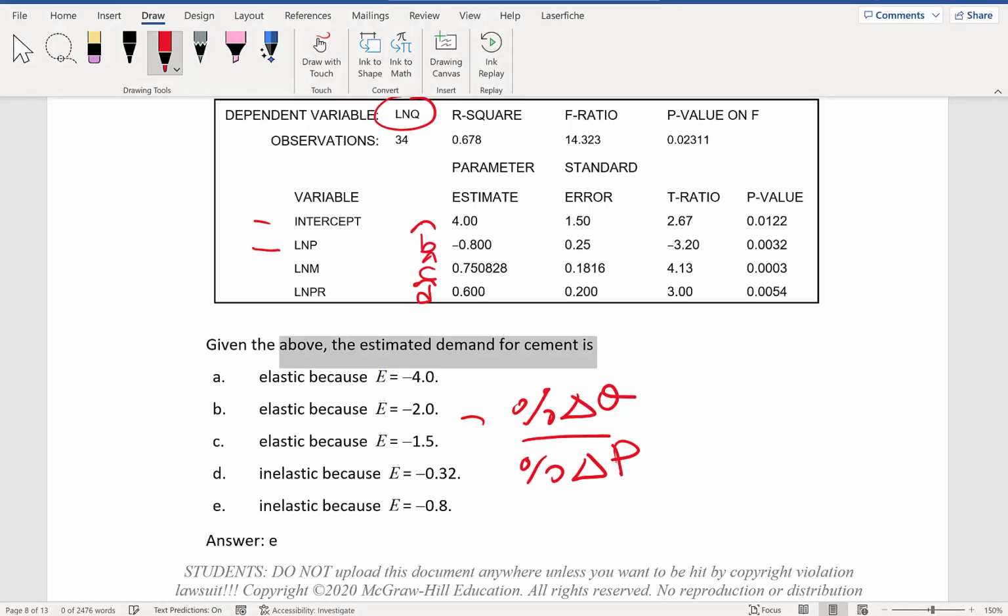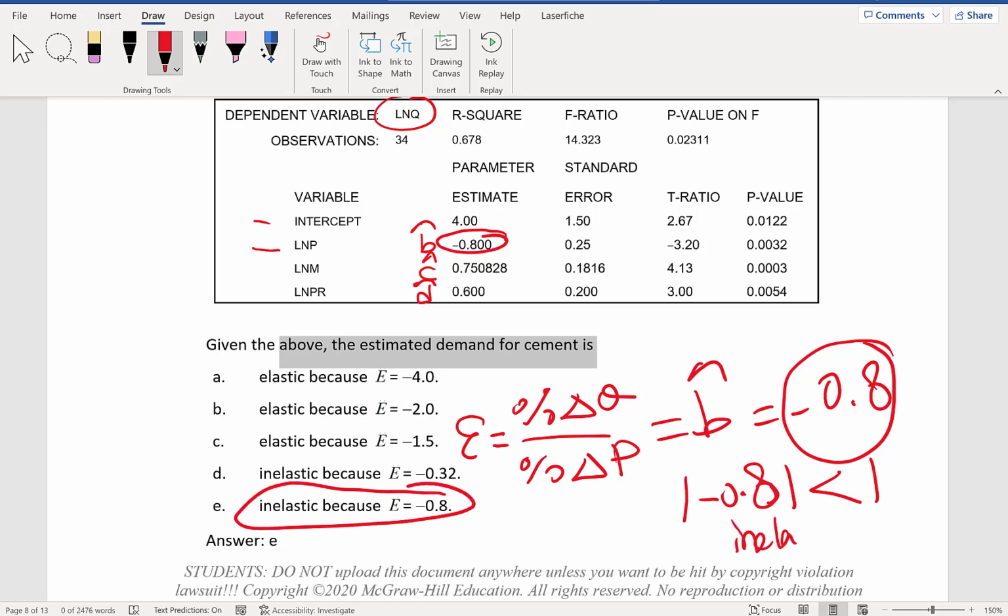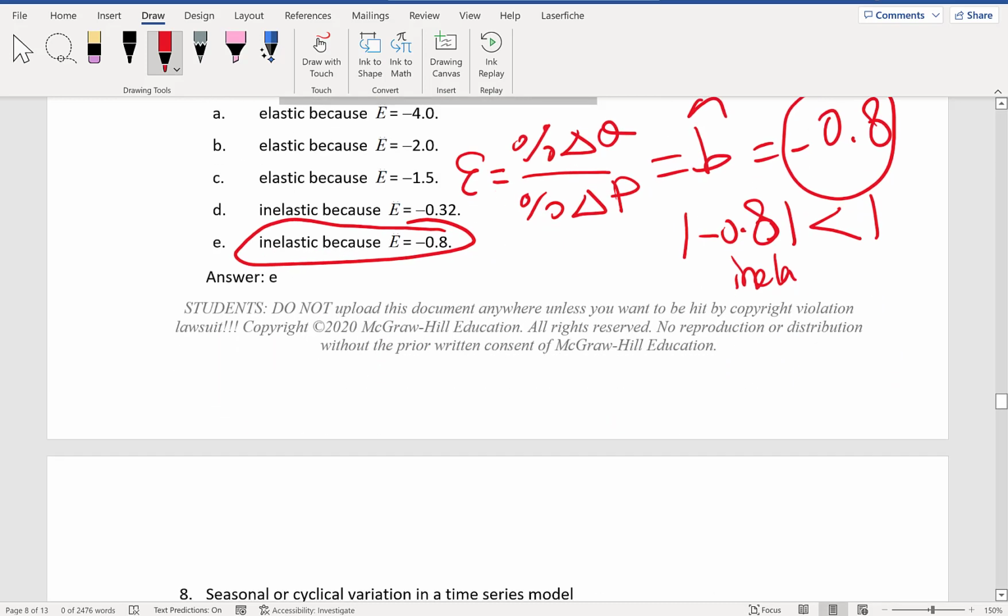It kind of froze on us. Price elasticity of demand. The good news is that this beta hat will directly give that number, negative 0.8. So this is less than 1 in absolute value, so it's inelastic. Inelastic because the elasticity is negative 0.8.